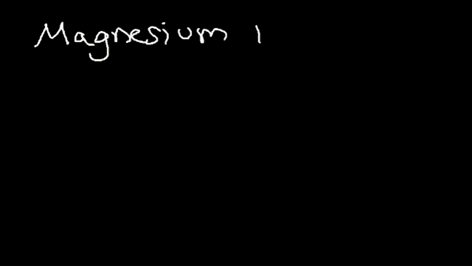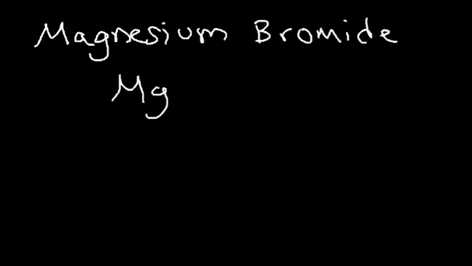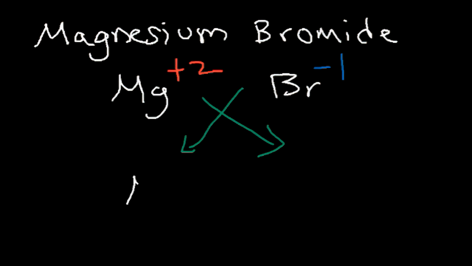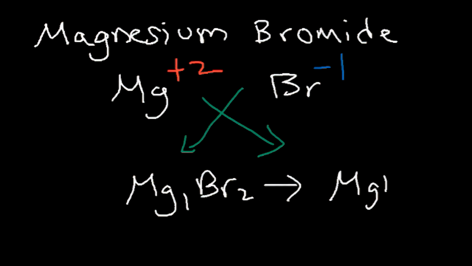Now what about when the charges are different? So let's say we have magnesium bromide. Magnesium has a plus 2 charge. It's an alkaline earth metal. And bromide, a halogen, has a minus 1 charge. So the charges are different. So in this case, you can use the crisscross method. So this is going to be Mg1Br2. But if you have a 1, you don't really need to write the 1. So it's simply MgBr2.